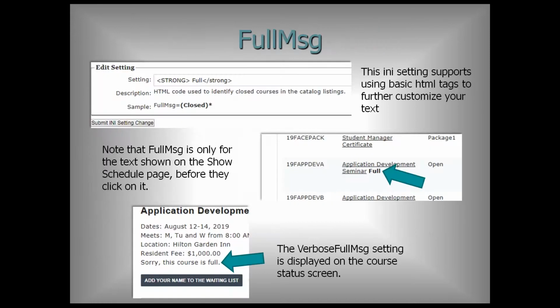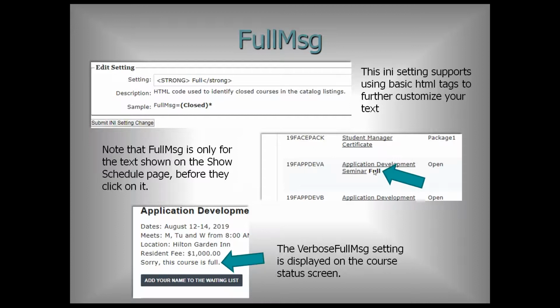All right. Next on our list is full message. So again, this is the INI setting that controls what's displayed on the course listing page when your classes are full. So you can see in the example here, this is where the text shows up.